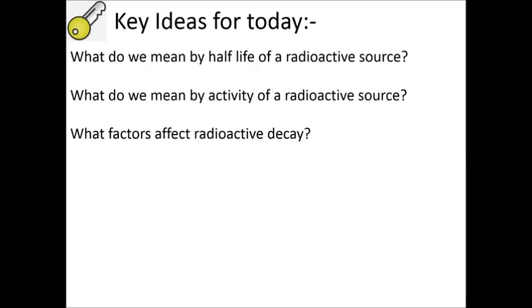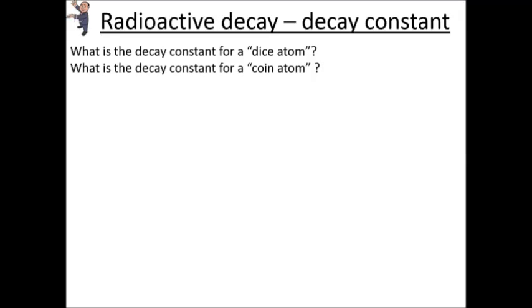Okay, welcome to our main video on radioactivity in terms of some of the equations. We're going to be considering more the concept of half-life and activity and the equations that lead from this. So to start off straight away, if we considered a dice atom and a coin atom, and we thought about what is the decay constant or the chance of these decaying.